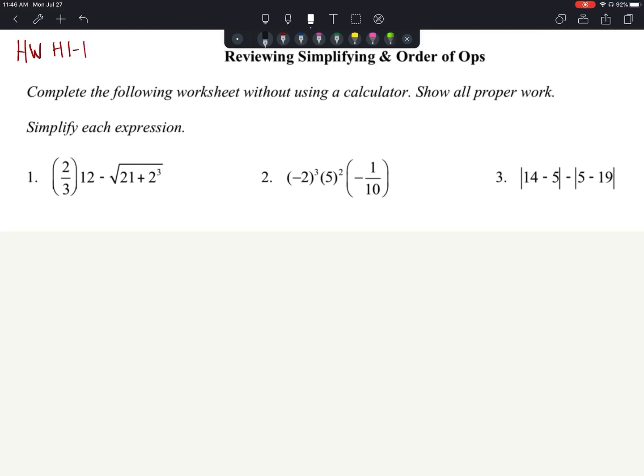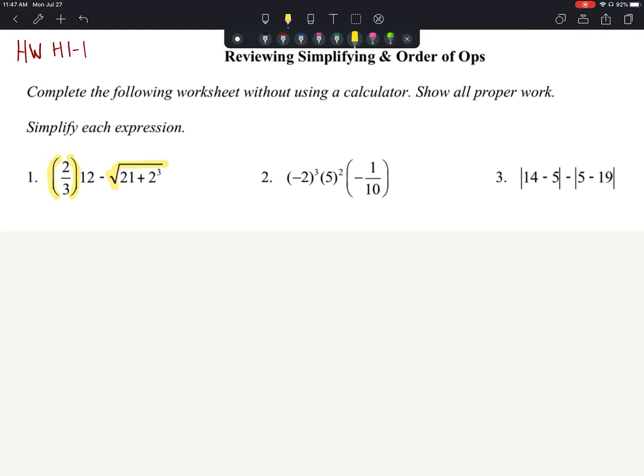All right, number 1 says 2/3 times 12 minus the square root of the quantity of 21 plus 2 to the third power. Remember, we're always looking for our grouping symbols first. We have parentheses and we have the square root symbol. Both are grouping symbols. When we look inside the parentheses, we have a 2 divided by 3, or 2/3, written as a fraction. There's not really much we need to do right there.